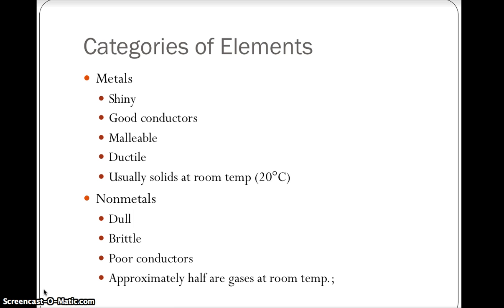Okay, next up, the three categories of elements. The first category is metals. That's the largest category of elements. The majority of the periodic table is made up of metals, and they are on the left-hand side. Metals are shiny, good conductors, meaning they transfer energy very well. Malleable, which is a review word. That is something that can be hit or bent and not crack. Ductile, meaning it can be pulled into wires. And the last characteristic, usually solids at room temperature.